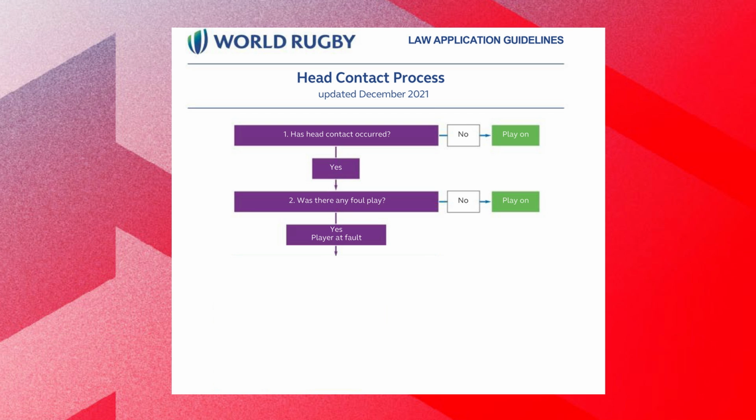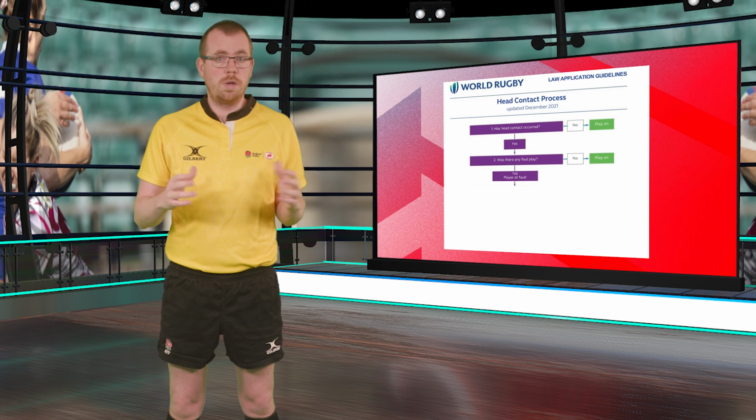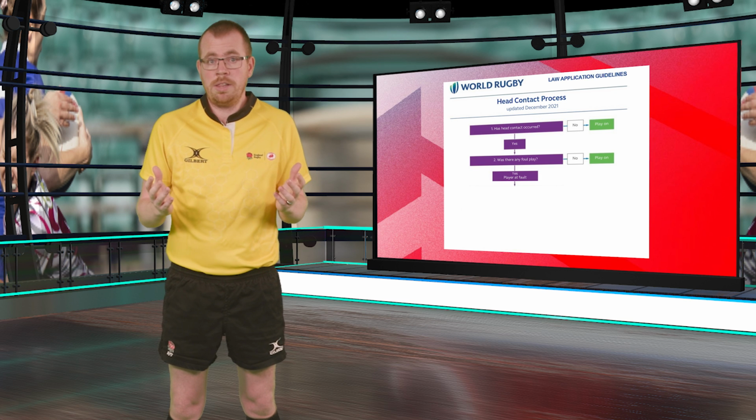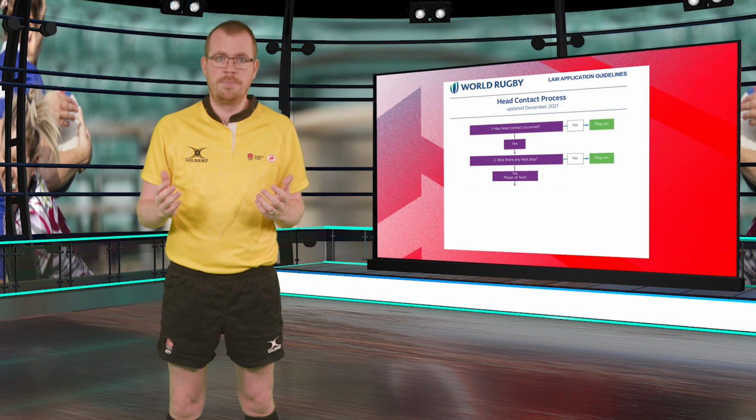Question 2. Was it foul play? Sometimes head contact occurs and nobody is at fault. These are sometimes known as rugby incidents. So how do we judge foul play? You may consider, was it intentional? Was it reckless? Or could it have been avoided?